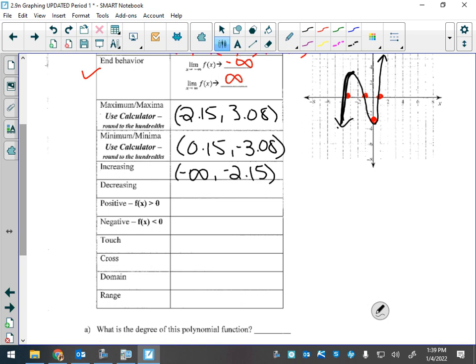Where else am I increasing? Caitlin? Good. Good. Where am I decreasing? Rosanna? Good. Perfect. Okay. Where am I positive? Nolan, where am I positive?